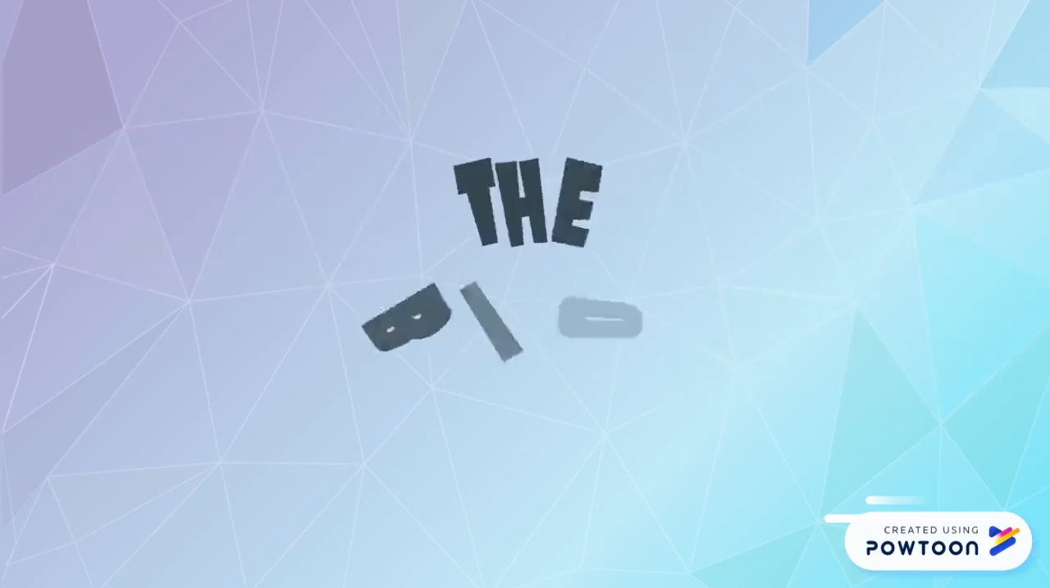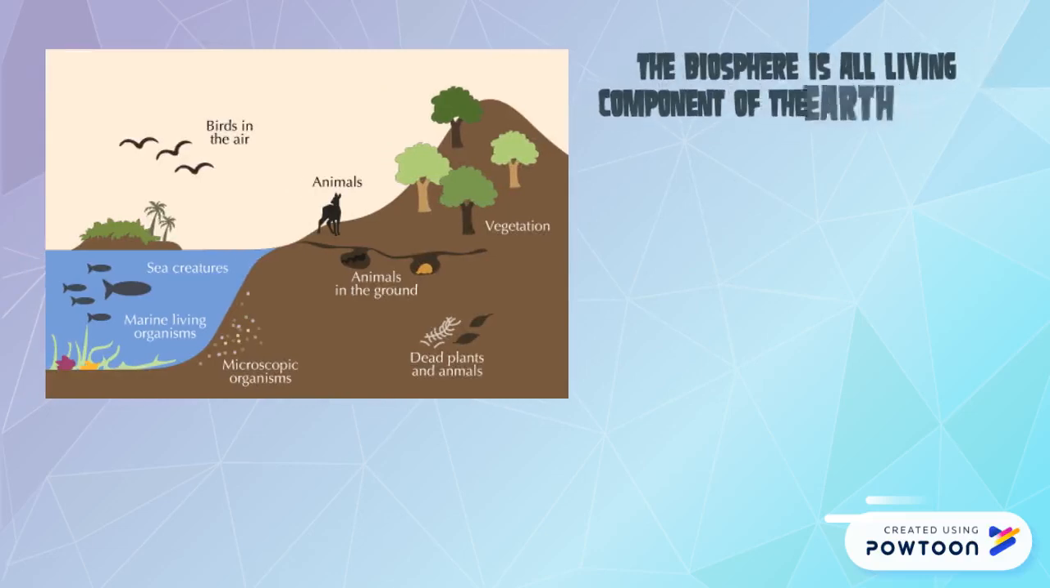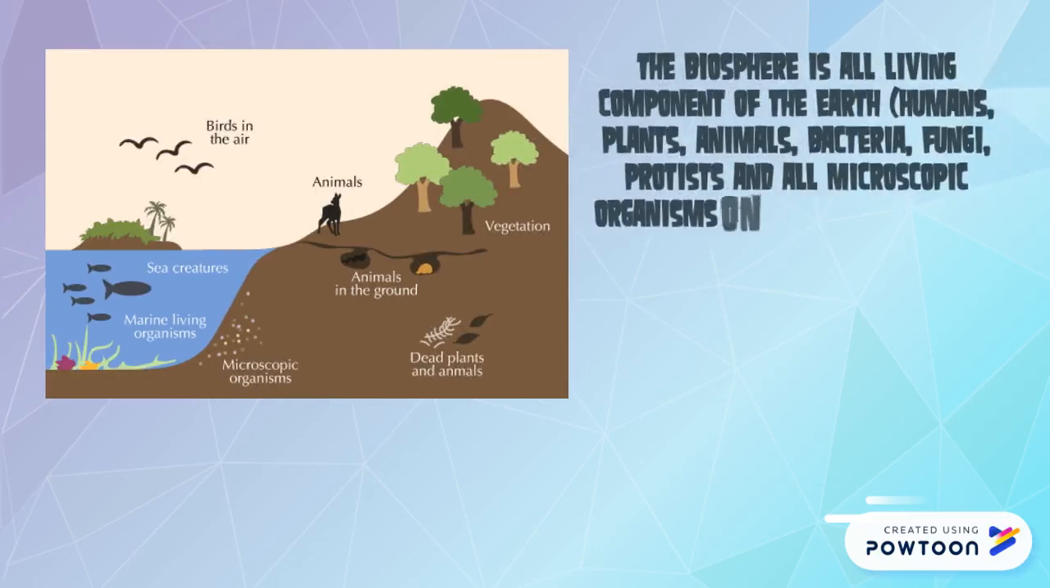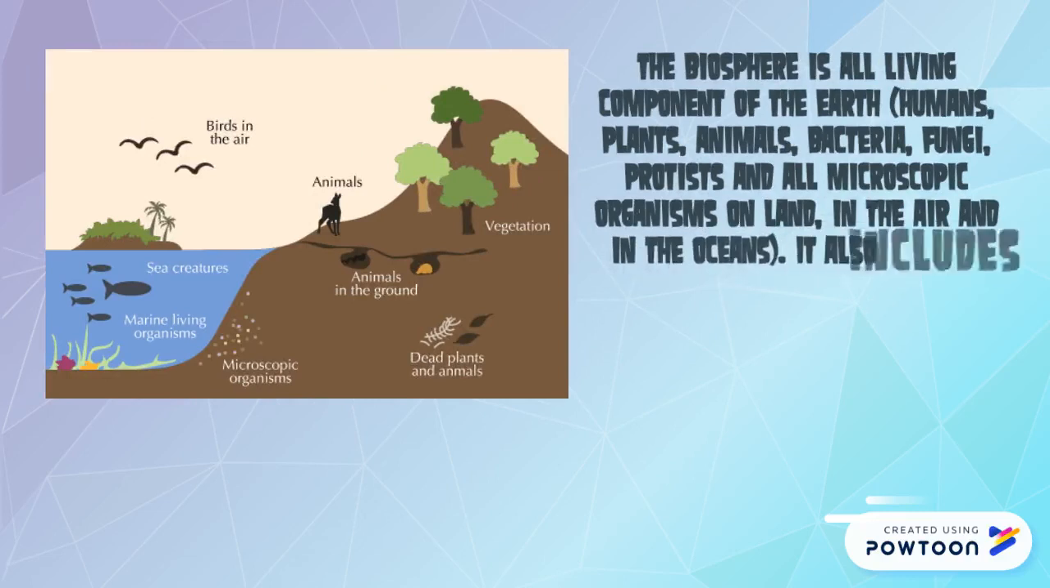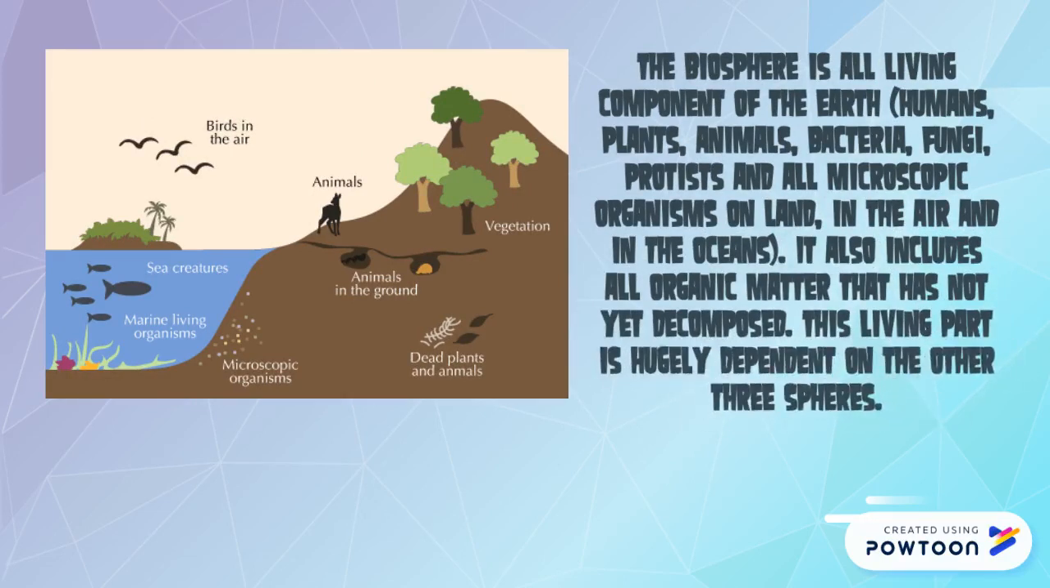The biosphere. The biosphere is all living components of the Earth: humans, plants, animals, bacteria, fungi, protists and all microscopic organisms on land, in the air and in the oceans. It also includes all organic matter that has not yet decomposed. This living part is hugely dependent on the other three spheres.